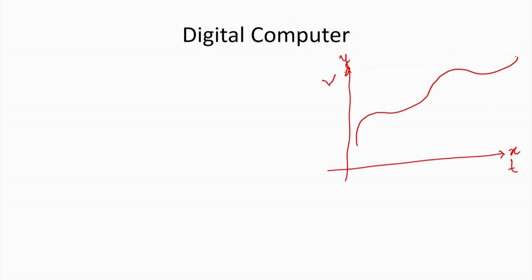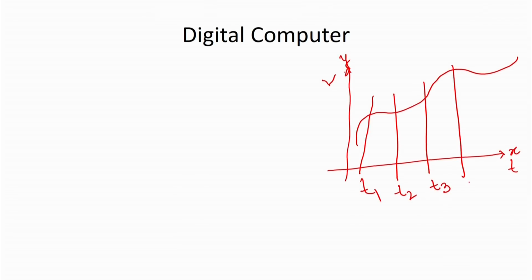So, in case of analog computer we work with continuously varying signals, but in case of digital computer we sample the signals at particular instances of time, and we look at those signal values only. For example, I can ask what is the signal value at time t1, what is the signal value at time t2, t3, etc. That means we are going to work with discrete signals. So, digital means discrete signals.